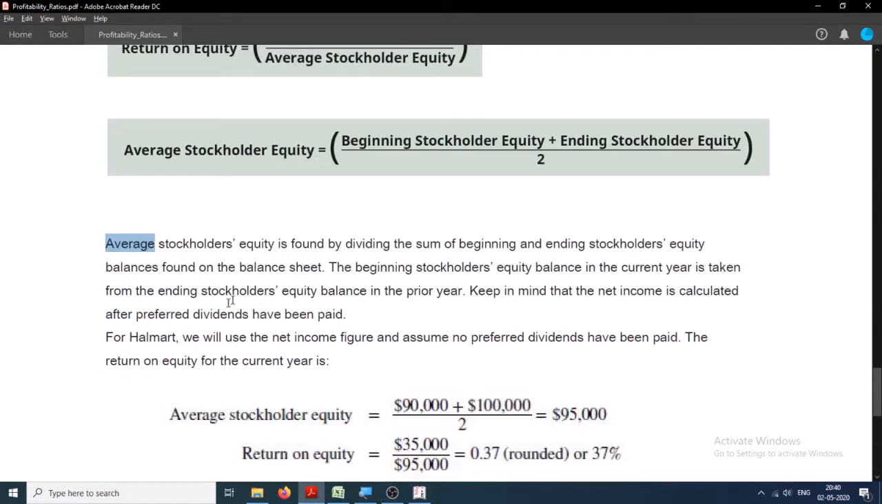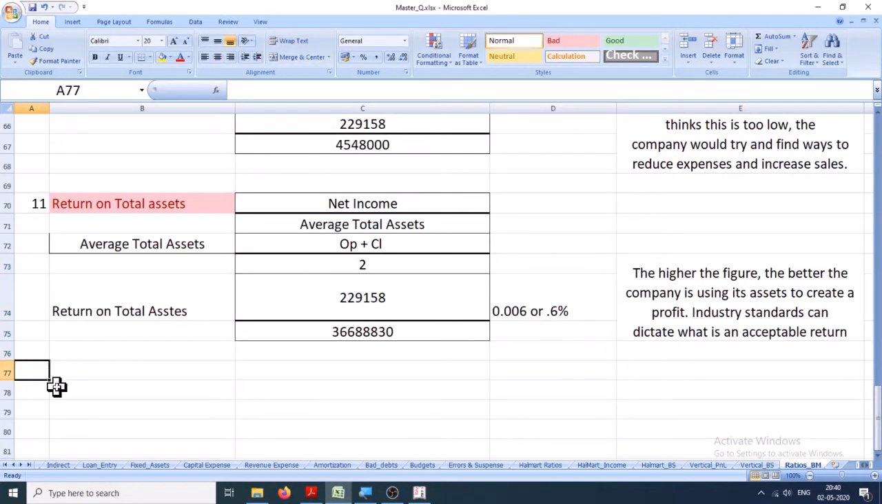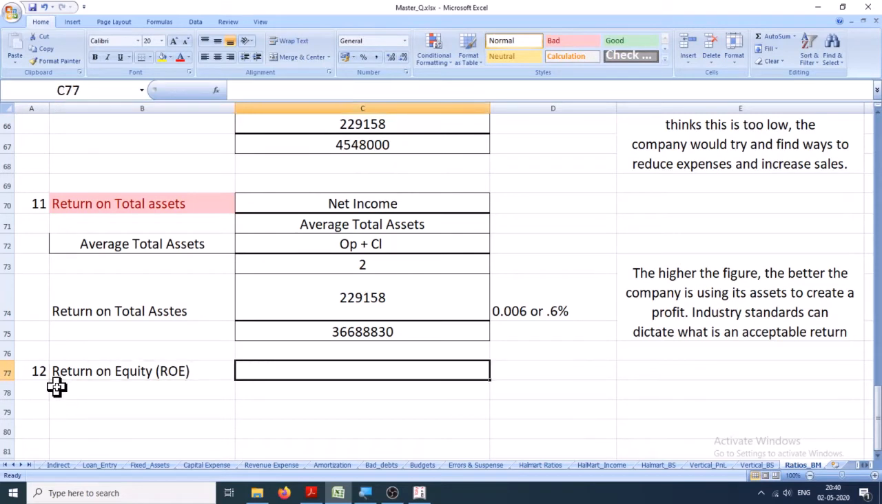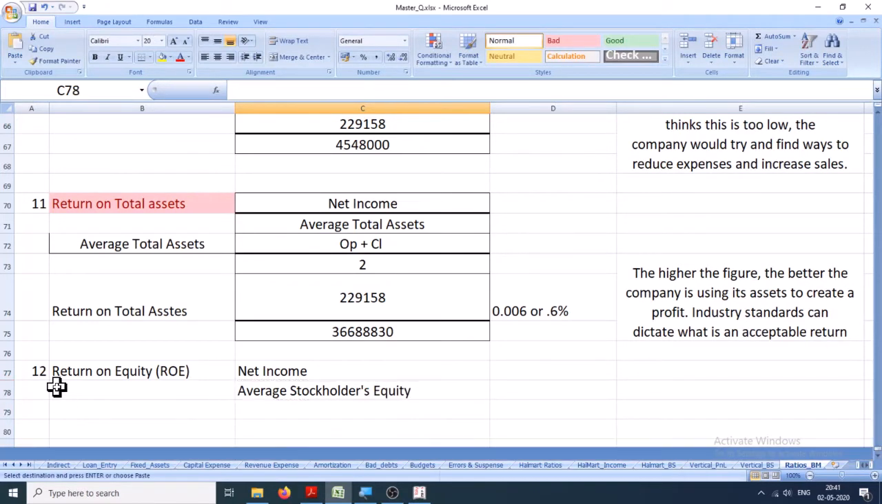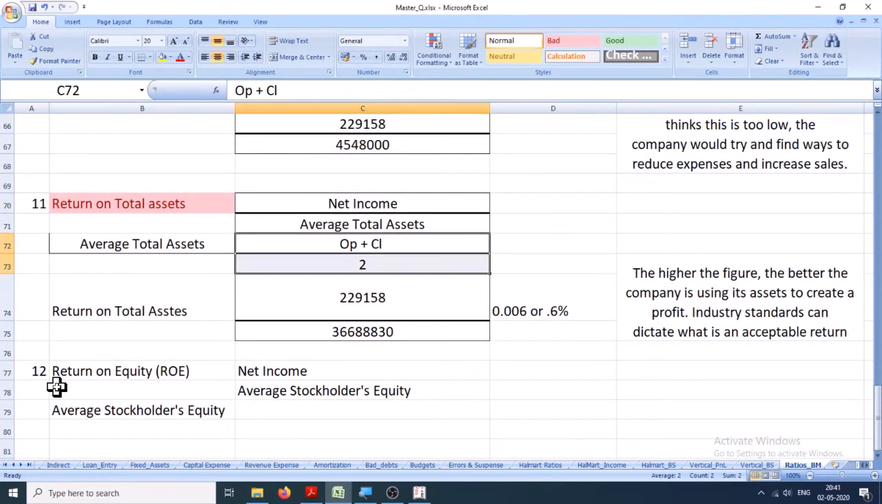So let's try it in our Excel sheet right here. Return on equity, ROE. The formula is net income divided by average stockholders' equity. Now, what is average stockholders' equity? That is obviously opening plus closing divided by 2.